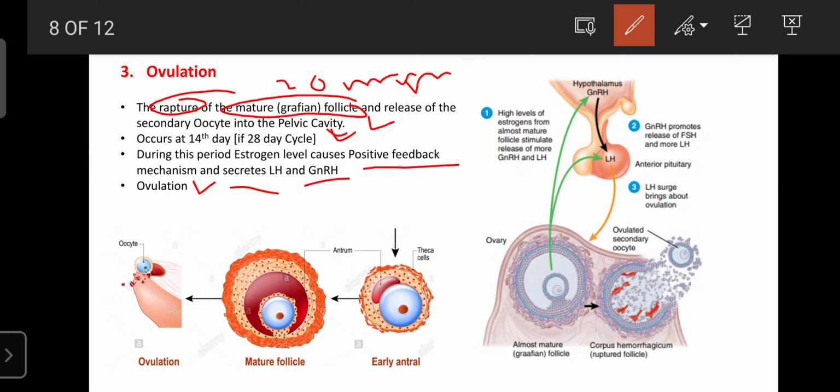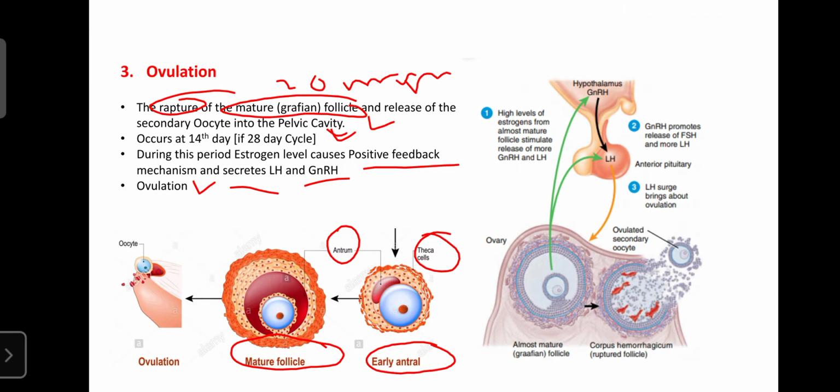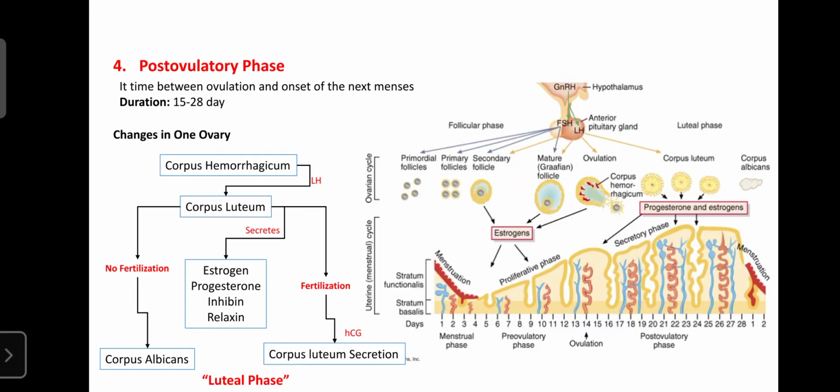After release of the ovum from those Graafian follicles, which are known as early antrals, later on the antrum and theca cells collapse together, so they become further mature follicles. Next we can discuss the post ovulatory phase.